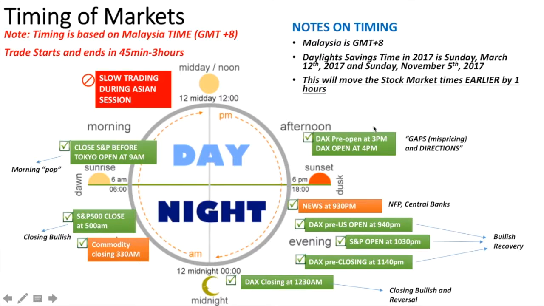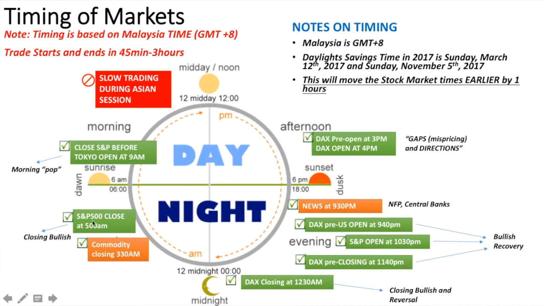And of course, the S&P 500 in the US opens at 10:30 p.m. local time, Malaysia time. And the DAX and the European indices such as the FTSE in London close at 12:30. This is the closing for the German and also the UK markets. Now, as you go through midnight, you can see the commodities closing at 3:30 a.m.